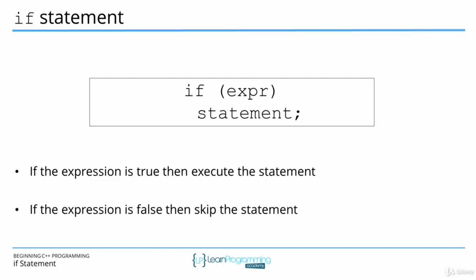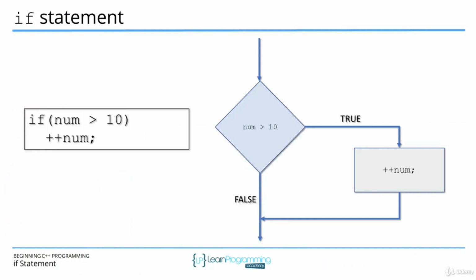Let's see conceptually what's going on in the if statement. Suppose we have this code. If num is greater than 10, increment num by 1. The expression num greater than 10 will be evaluated to true or false. If it's true, then num will be incremented. If it's false, no increment will take place. The flowchart on the right shows visually what the flow of control looks like.